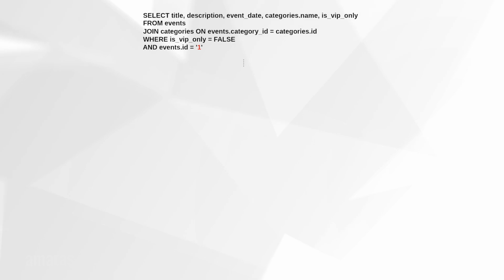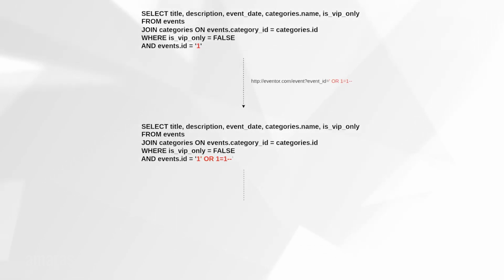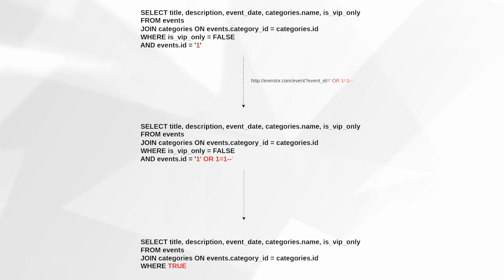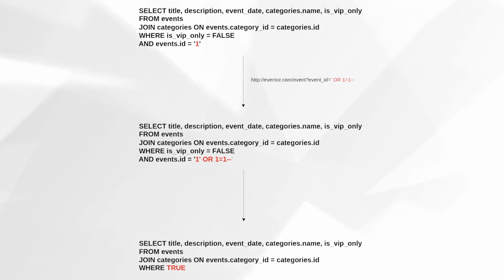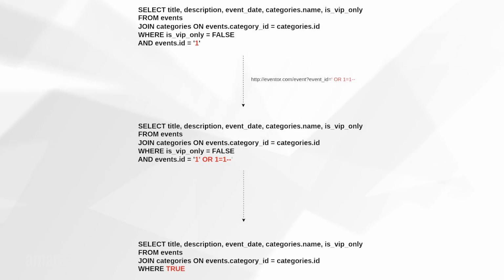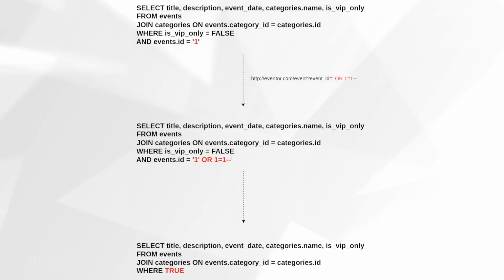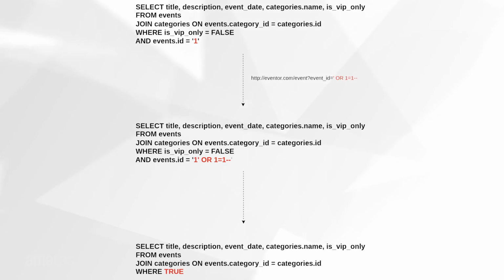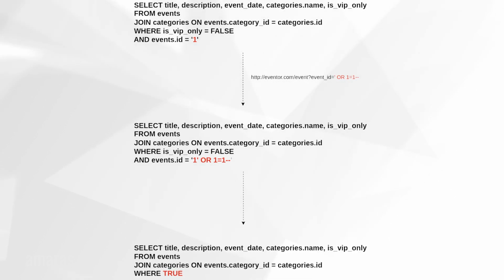Now let's analyze what our injection does. Essentially, it makes the condition in the where clause evaluate to true, because 1 is always equal to 1. And as a result, the VIP-only condition does not matter anymore. The double dash is a comment and we use it to comment out the original, now redundant single quote character, such that our query is correct.